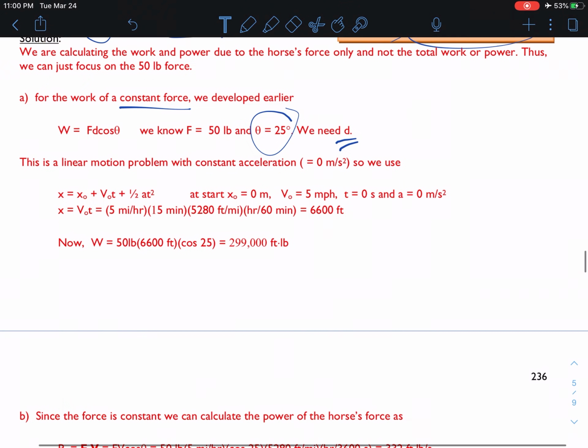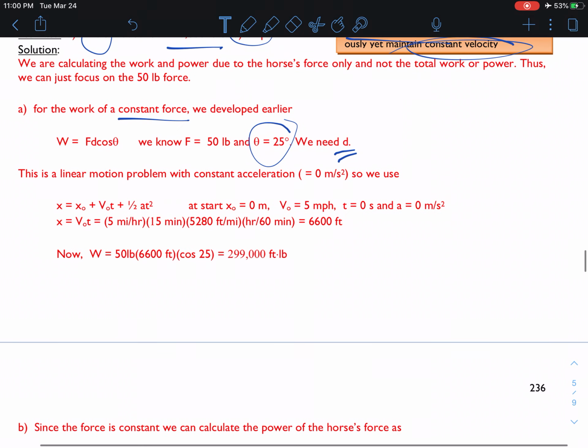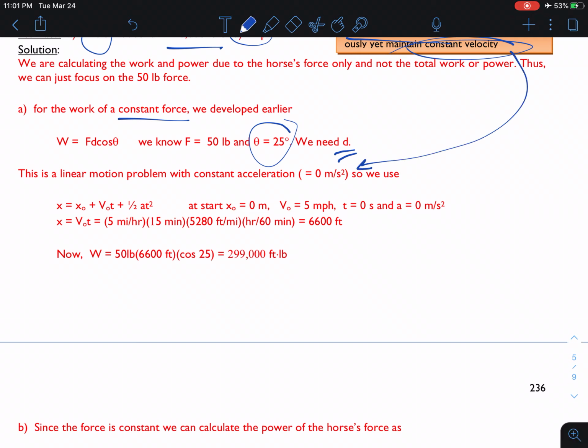Okay, next we are thinking about finding d, right? So one thing we know is the velocity is constant. That would mean in terms of acceleration, there's no acceleration, right? And also constant acceleration motion equations are applicable. So we are writing our position equation, and then knowing that acceleration is 0, also at the start x0 is 0, and the only term left is v0t.